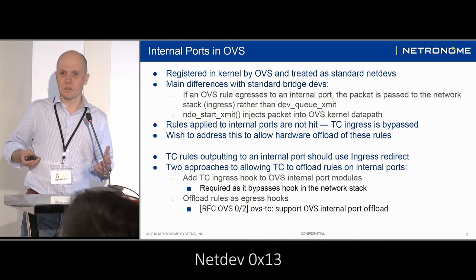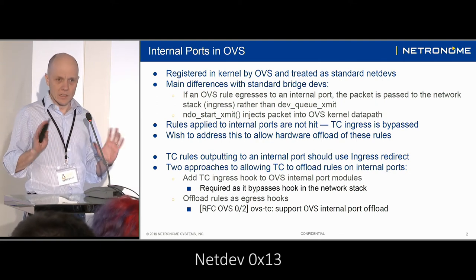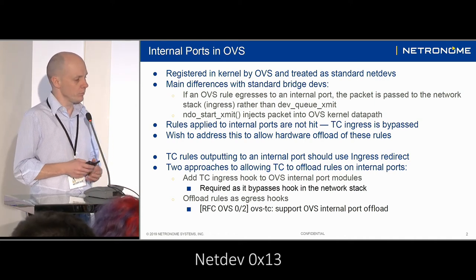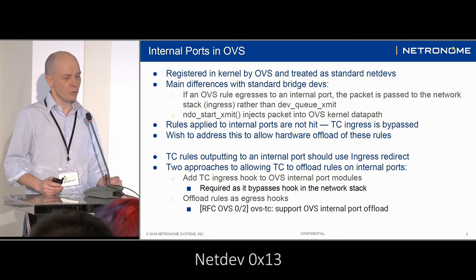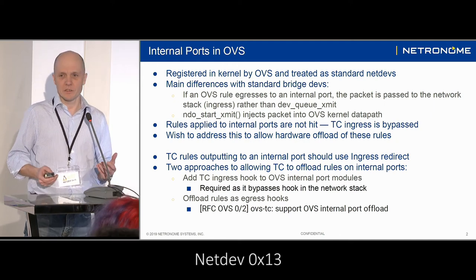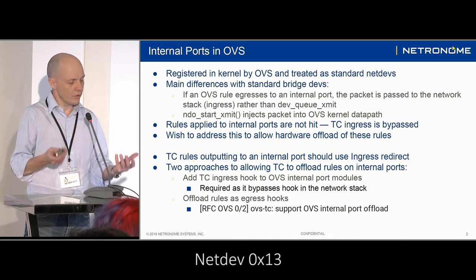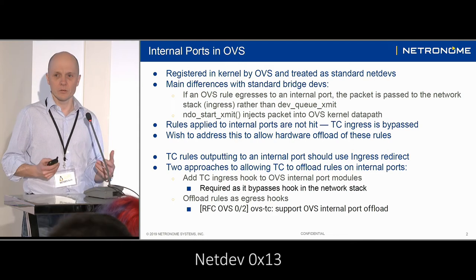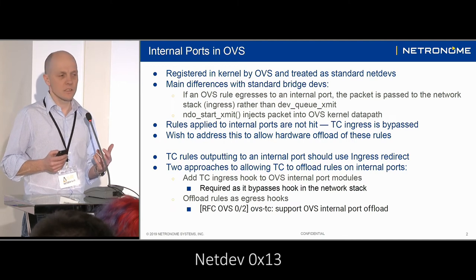So OVS itself has this notion of what it calls internal ports. These are not hidden, they're actual netdevs, you can see them. But they have some specific properties because of the way that they're implemented. Maybe the most common example of an internal port would be the bridge itself, the OVS bridge. To explain this fairly simply, when a packet is to be egressed from one of these special ports, it's kind of like a shortcut. It doesn't go through the entire stack, and in particular, it doesn't go to the part of the stack where the TC hooks sit.